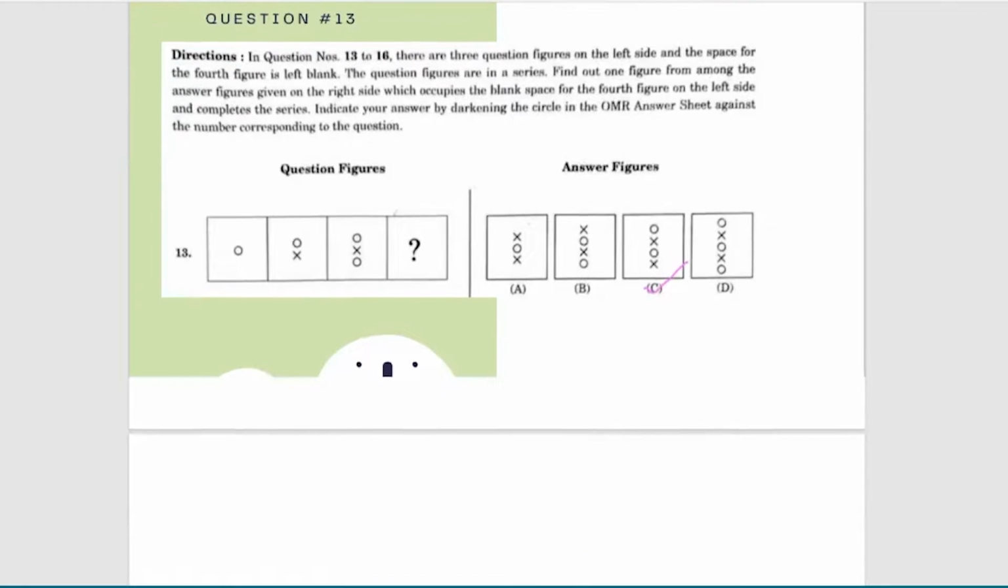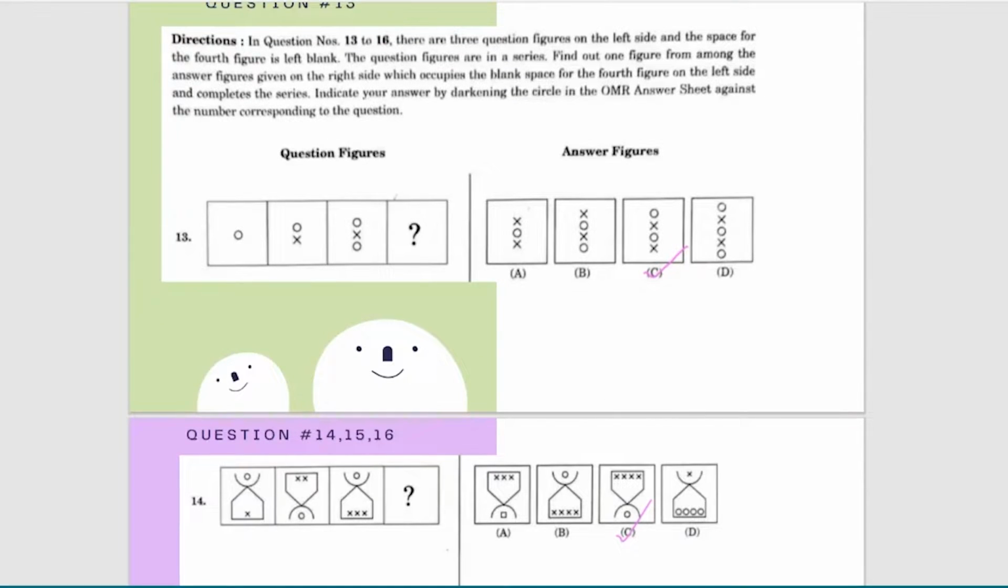Now let's look at the 13th question. The directions for questions 13 to 16 are: there are 3 question figures on the left side and the space for the 4th figure is left blank. The question figures are in a series. Find out one figure from among the answer figures given on the right side which occupies the blank space for the 4th figure on the left side and completes the series. Indicate your answer by darkening the circle in the OMR answer sheet against the number corresponding to the question.